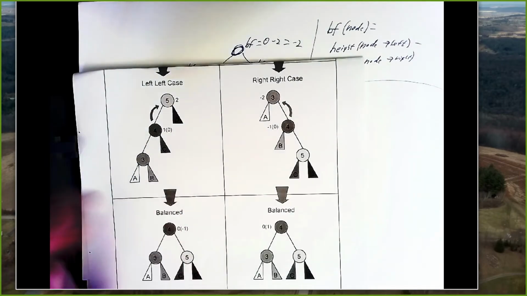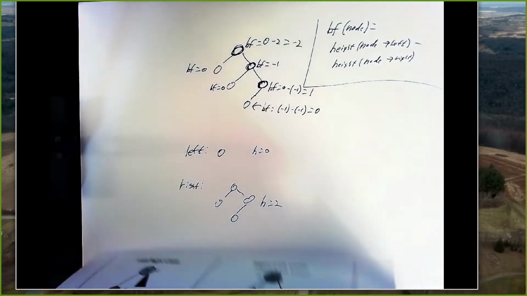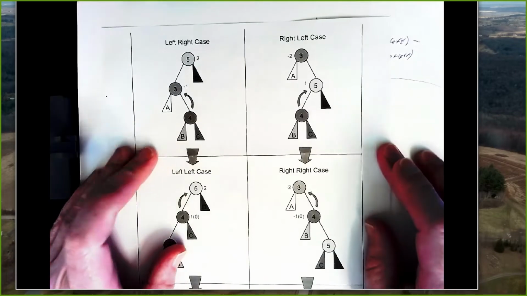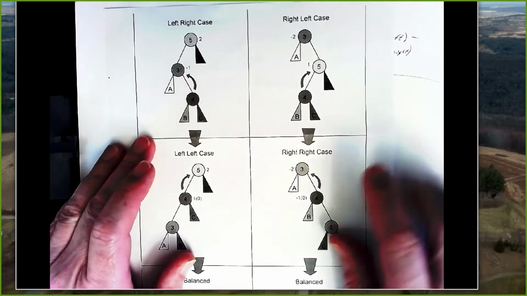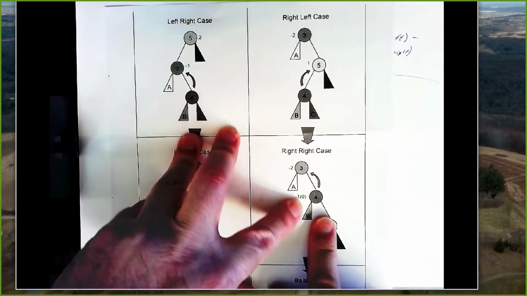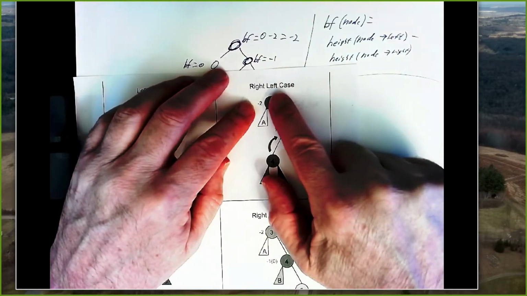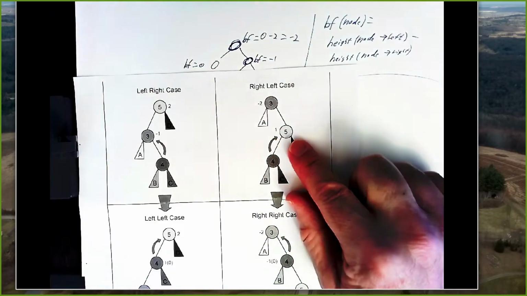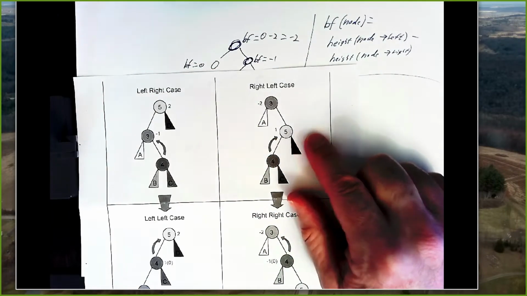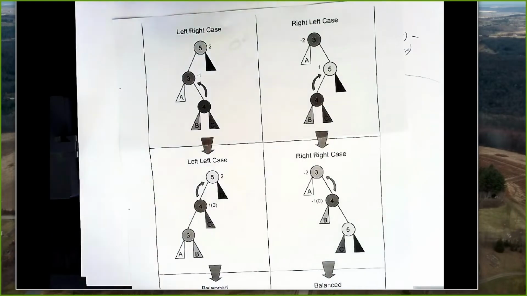So here's the general plan. We're going to calculate the balance factors. We're going to identify one of 4 possible cases. So right-right is when we've got a minus 2 and a minus 1 or 0. Right-left is when we have a minus 2, but its child on the right is a positive 1. And then left-right, left-left are just the symmetric versions of those.